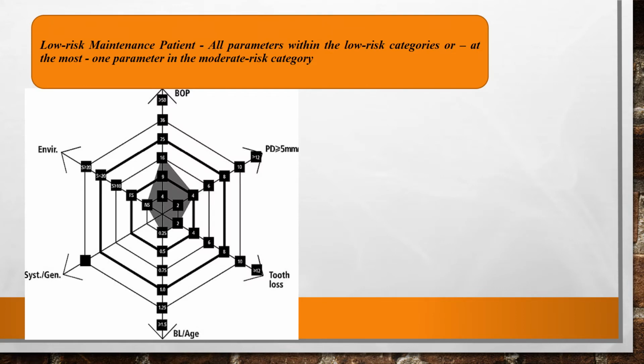So we have discussed all these 6 parameters, and this functional diagram has been considered as low risk category, moderate risk category and high risk. How to differentiate that? So under low risk maintenance patients, all the parameters within the low risk category or at least one in the moderate risk category has been considered as low risk maintenance patient.